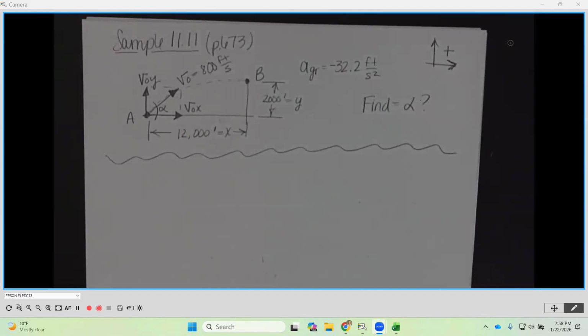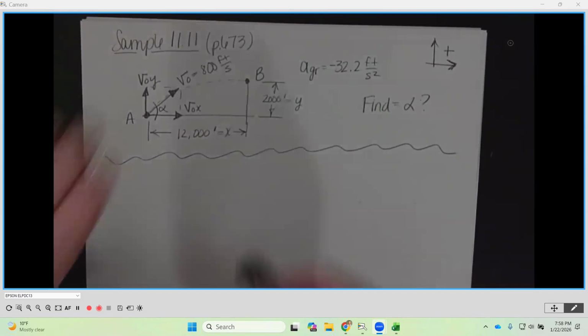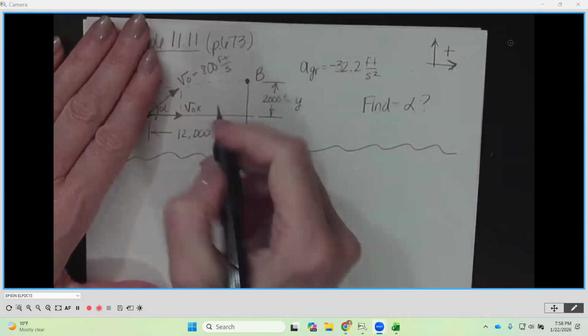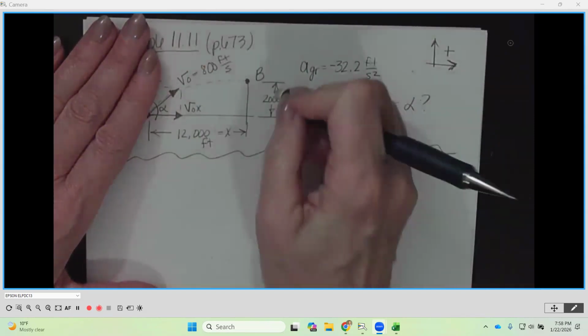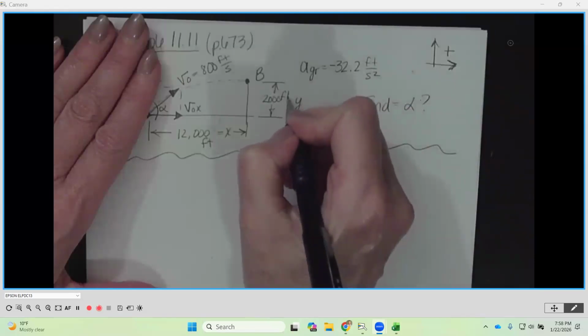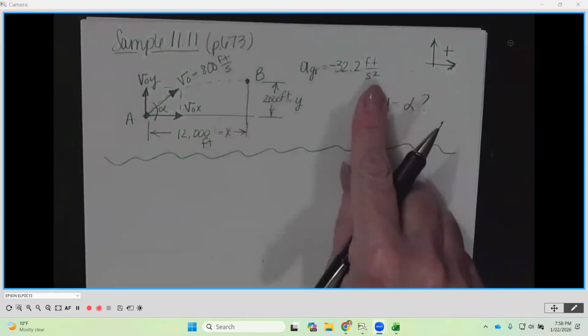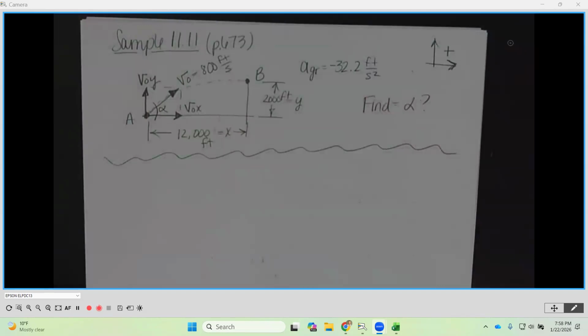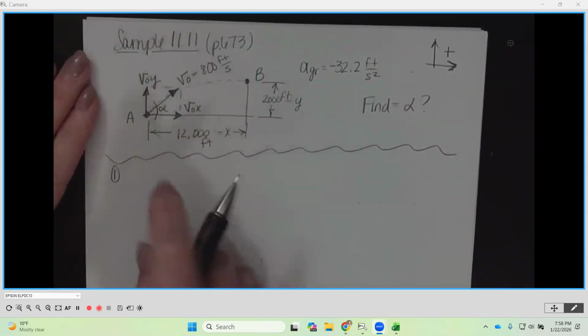So first of all, conversions. Does it look like we need to convert anything? My little symbol here, this is feet, and this is feet. Acceleration is in feet per second squared. So it looks like we have consistent units across the board. We're in feet and seconds, so we don't need to do any conversions, which is good, so we can jump in right away.